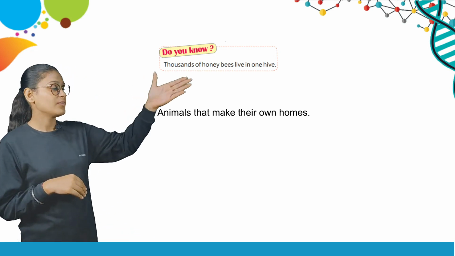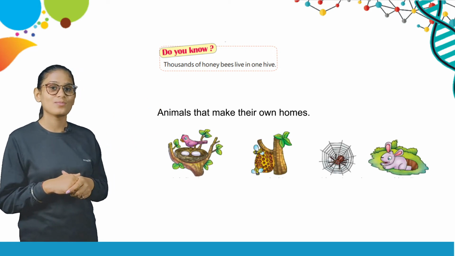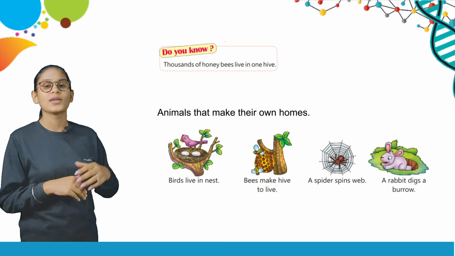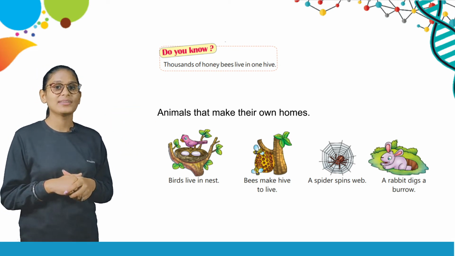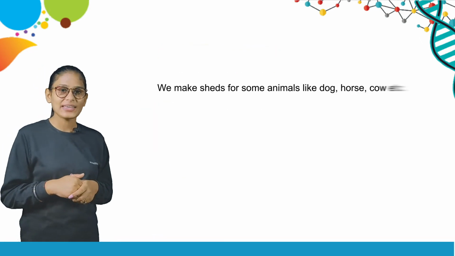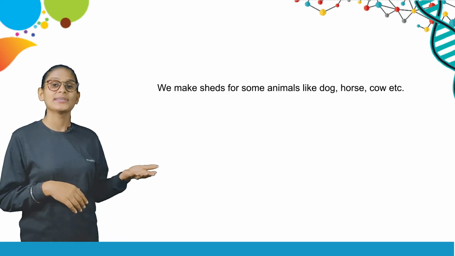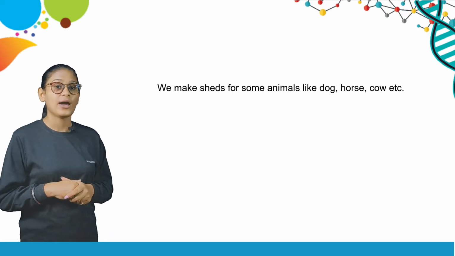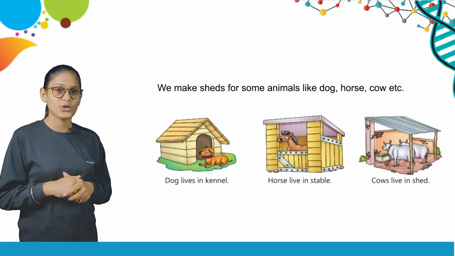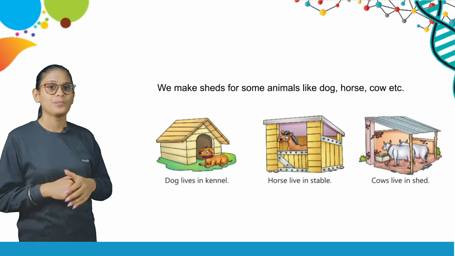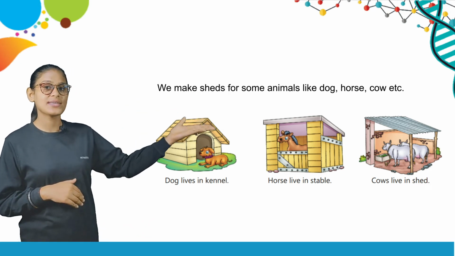Now everyone look at the pictures. Birds live in nest. Bees make hive to live. A spider spins web. A rabbit digs a burrow. We make shades for some animals like dog, horse, cow, etc. Now everyone look at the picture. In your picture, dog lives in kennel, horse lives in stable, cows live in shed.